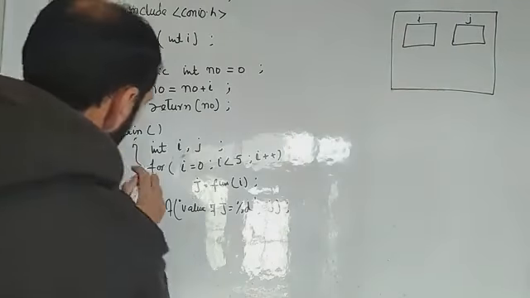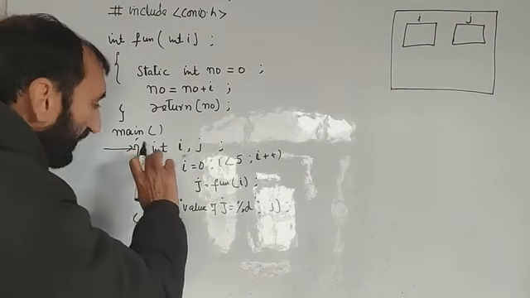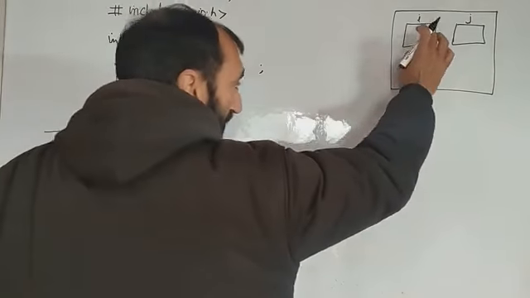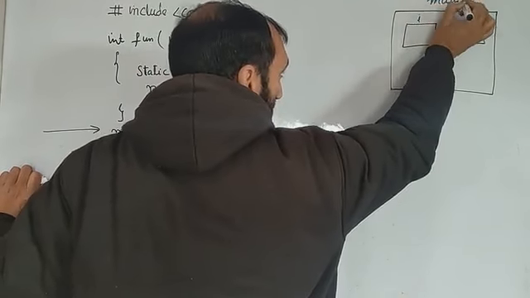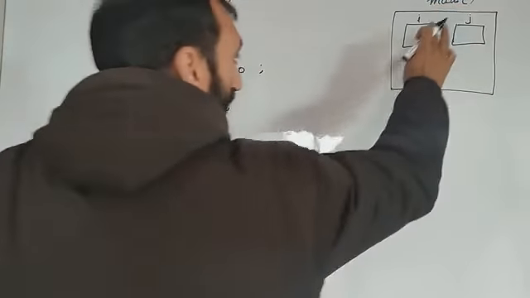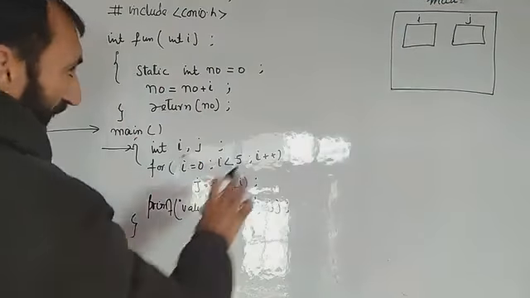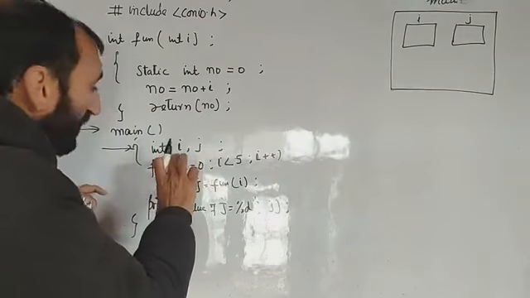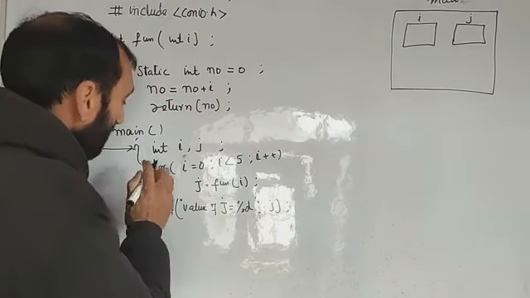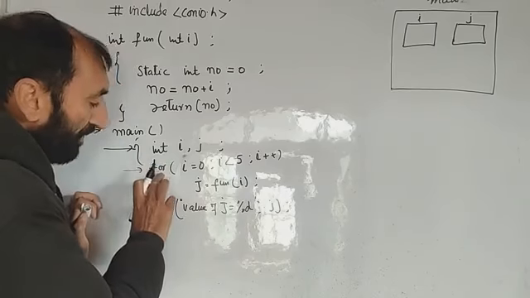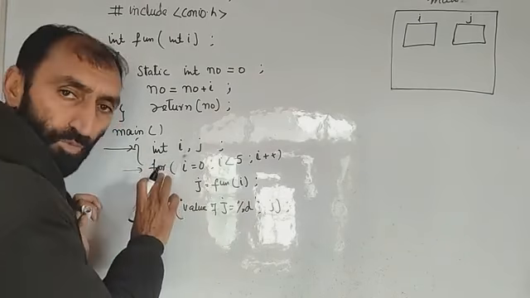So the execution will start from here. First, I have declared two variables, I and j. For example, this is the memory allocated by the memory manager for this main function, and in the main function I have declared two variables, I and j. After execution of this step, the control will reach here, and this is the for loop.